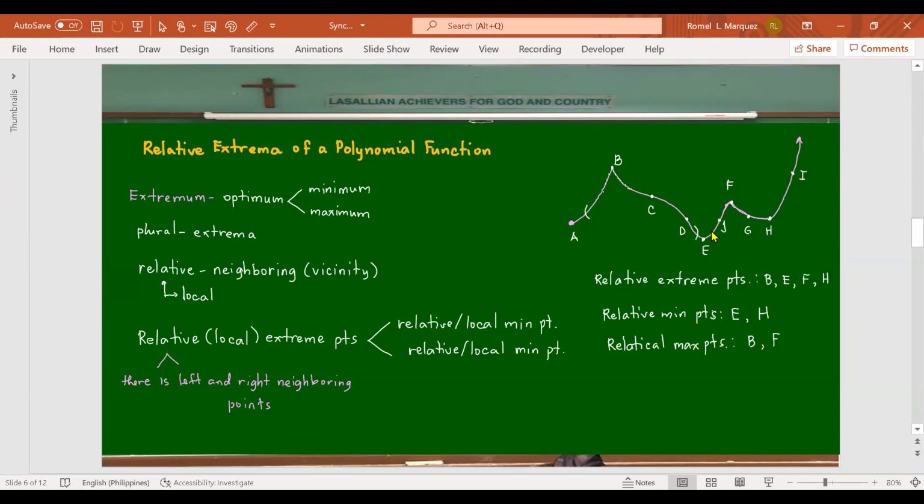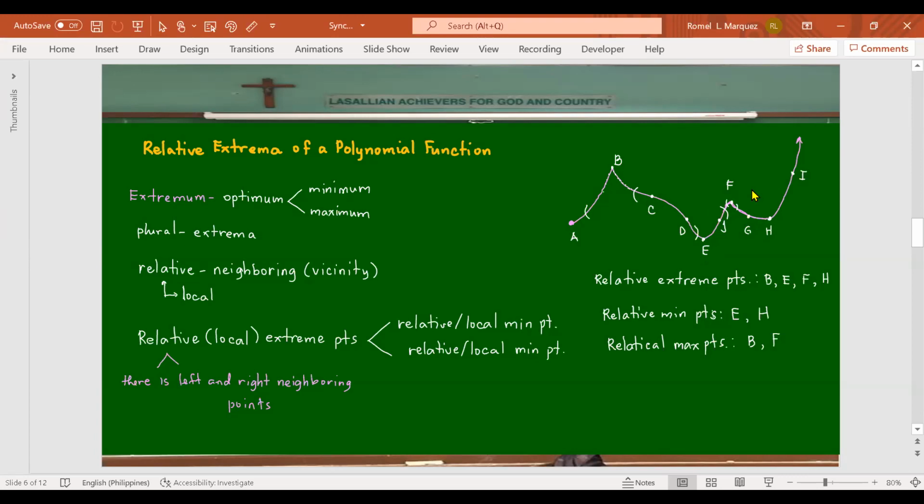We don't include the endpoints. To be a relative min or a relative max, there is an open interval that will enclose the point, for which that point is either the highest or the lowest compared to the neighboring points. Like for instance, the E, I can consider this and this. However small it is, like for instance, the F, I can have here up to here, or here up to here.